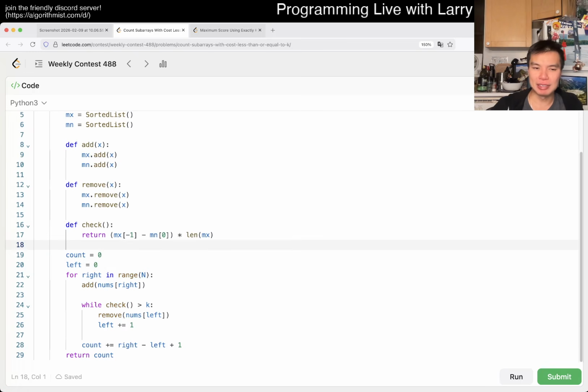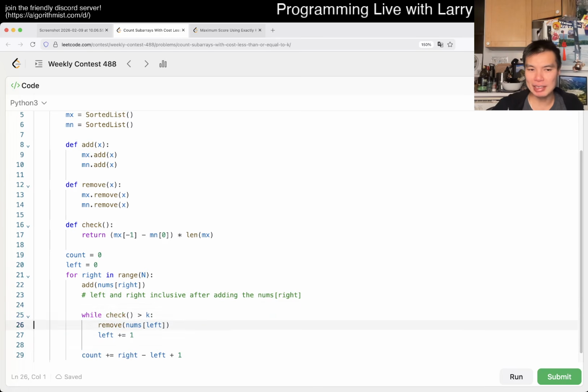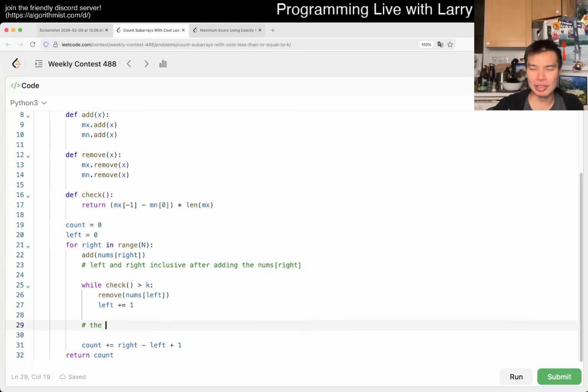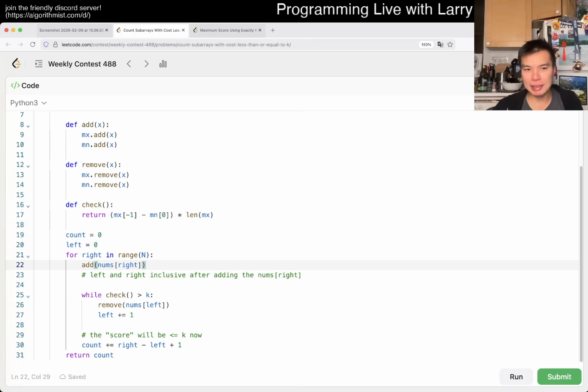Count is the result. Left is the left side of the window, so when we come to right, at this point we have left and right inclusive after adding nums of right. Now what does this check do? This check means that at the end of it, and this is just an invariant, the score will be less than k. That's why now you add the size of the subarray, which is this, inclusive. That's basically the idea.